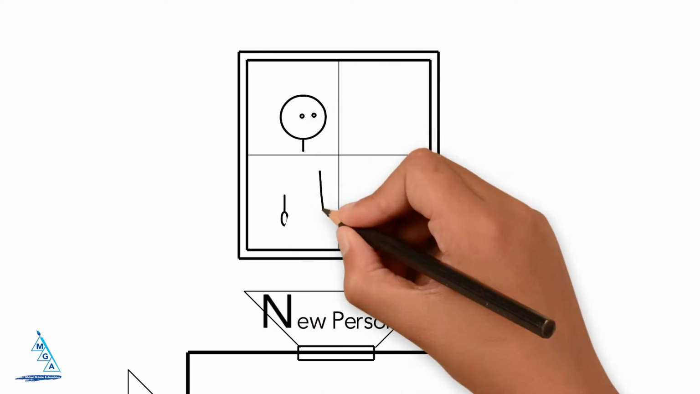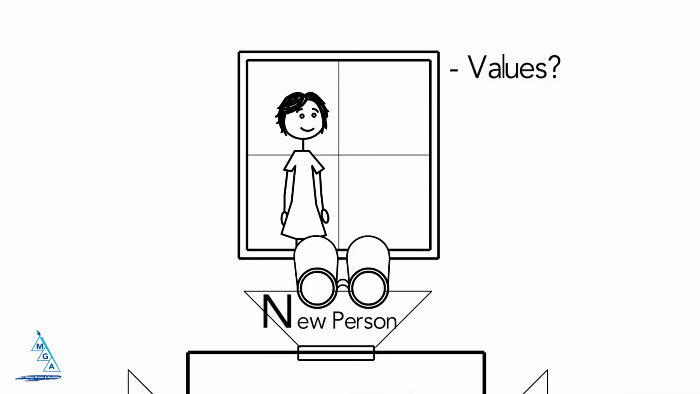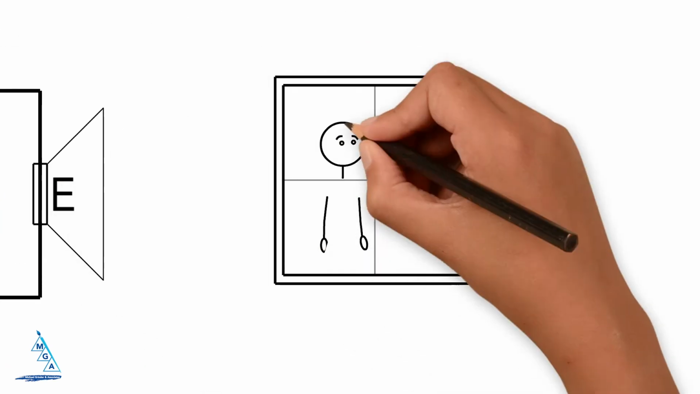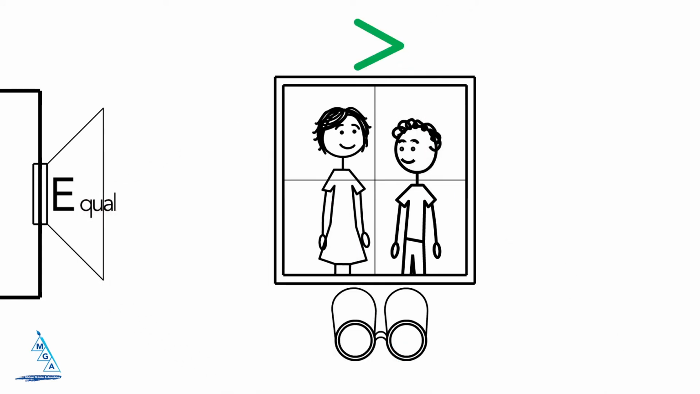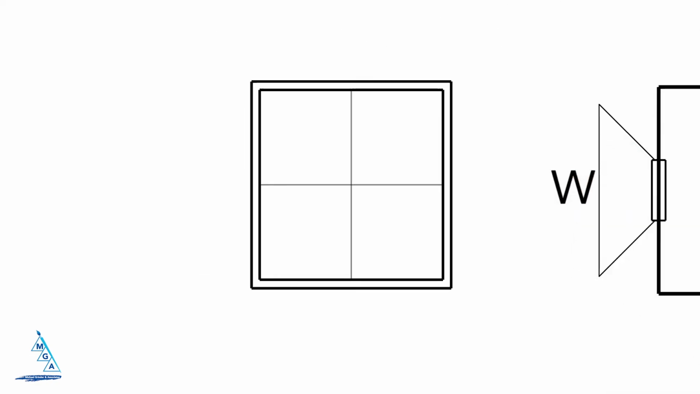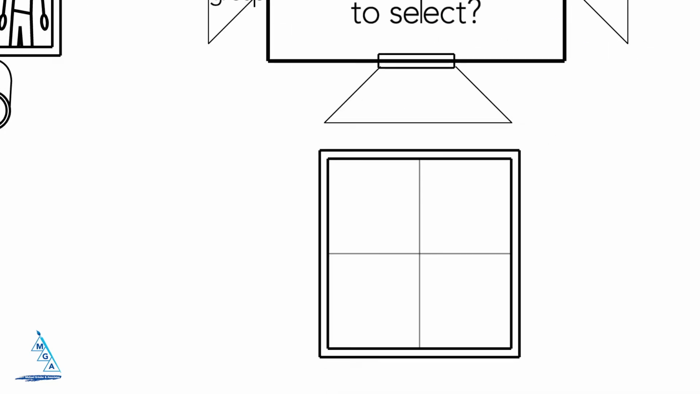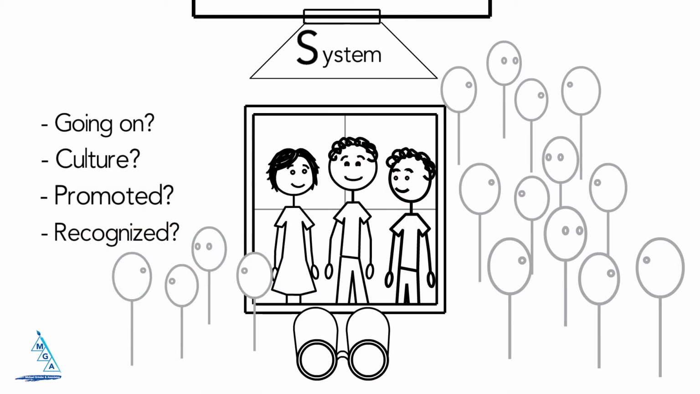If you go to the north wall, you're selecting a new person, and your outcome is how to profile that person. What is likely to be their values, beliefs, intentions. If you go to the east wall, the E stands for there are two people, and you're trying to figure out which one is more equal than the other. If you go to the west wall, the W stands for the whole group, and you're trying to figure out the group dynamics. The south wall, the S stands for the system. What's going on? What's the culture? What's being promoted? Who gets recognized?